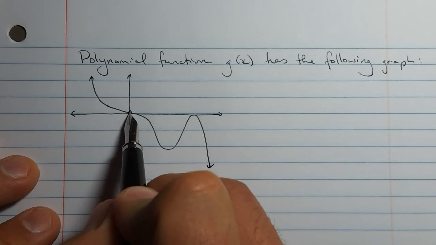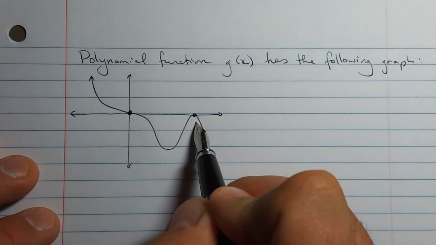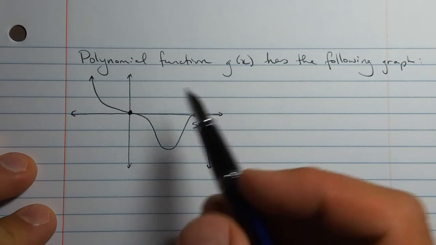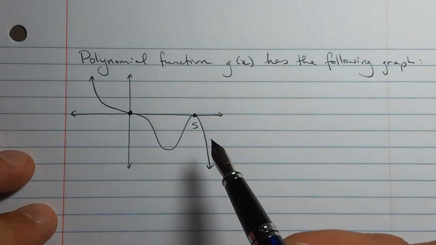Okay, so it's going through this point 0, 0. It's also going through this point here at x equals 5. And so far that's not quite enough to finish this off. All I've told you about is that there are 2 zeros, and you know a little bit about maybe what the order of those zeros are.